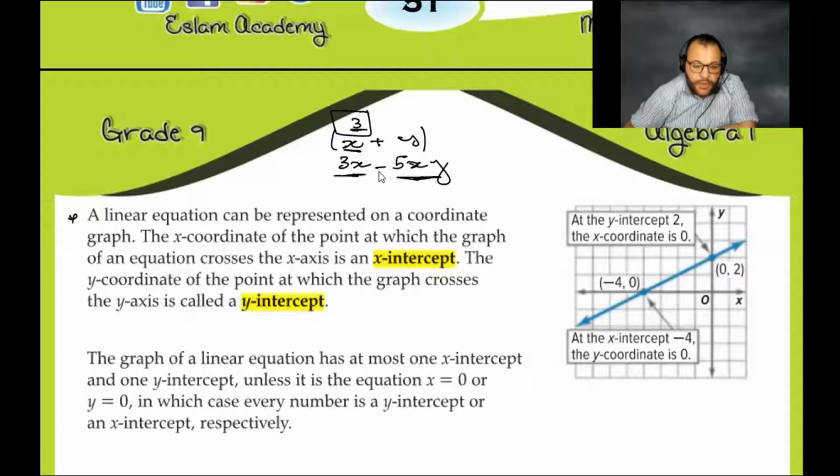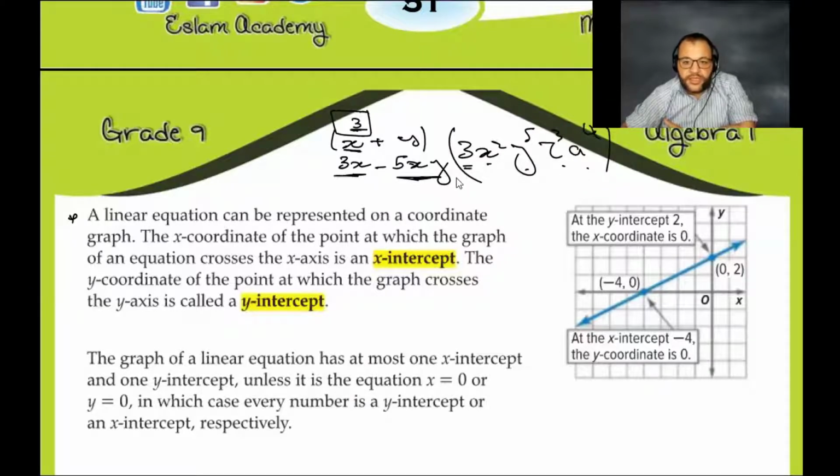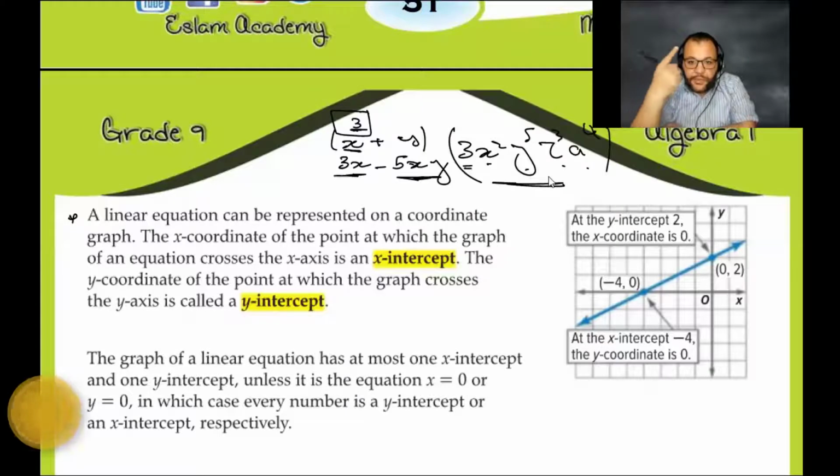If you add a plus or minus, however many variables you have, like 3x power 2, y power 5, z power 3, a power 4, there are many variables in this one. How many variables do we have? We have 1, 2, 3, 4, multiplied by a number. So we can say that all of that is one algebraic term.